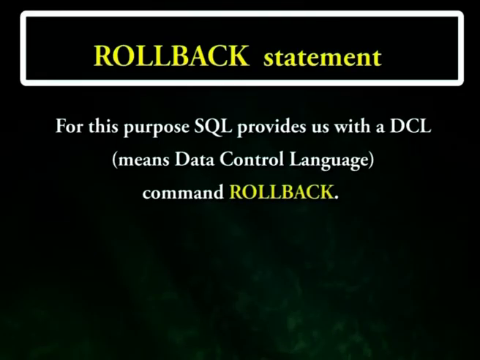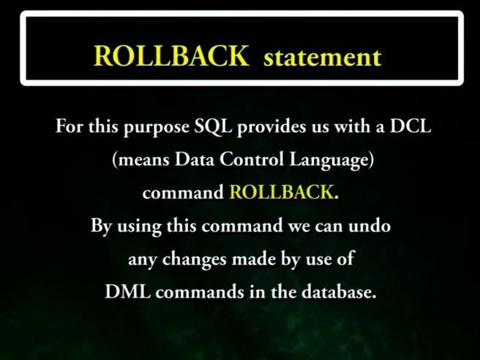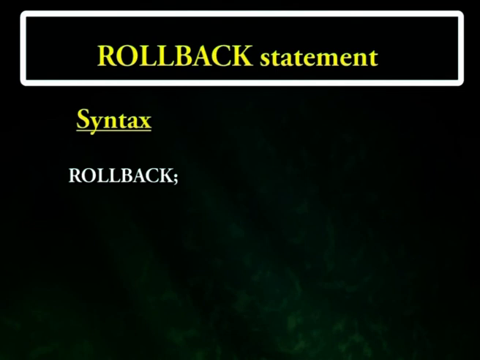For this purpose, SQL provides us with the DCL command rollback. By using this command, we can undo any changes made by use of DML commands in the database. Like commit, it is also used standalone and used for transaction purposes, and the syntax for the rollback command is rollback. This command rolls back the changes from the database.